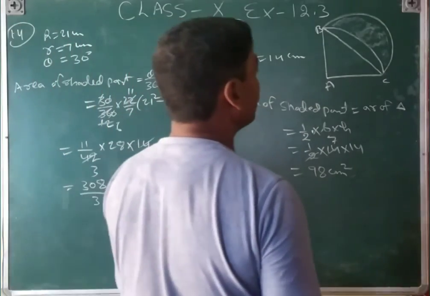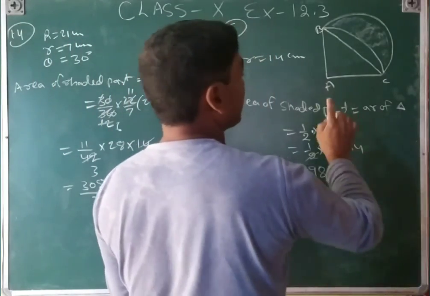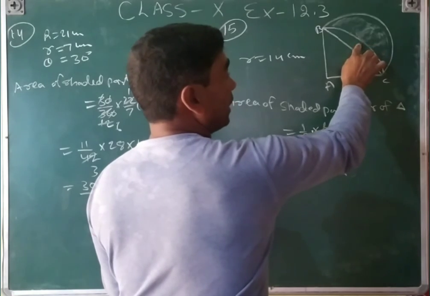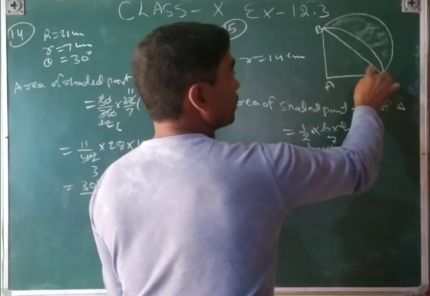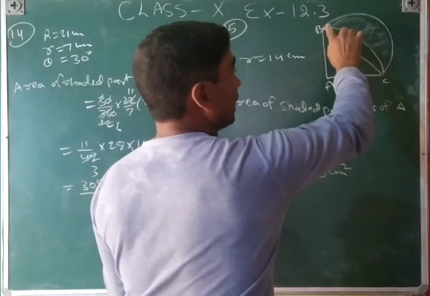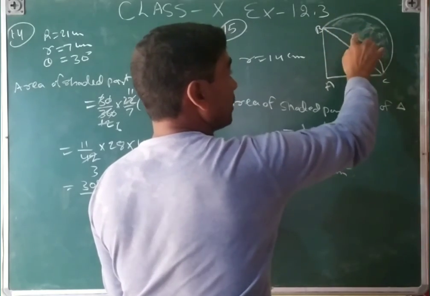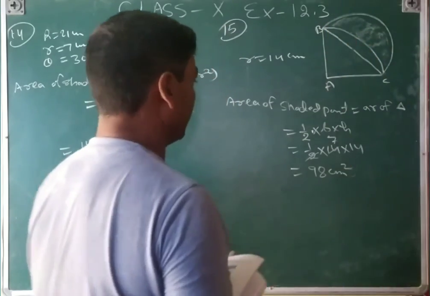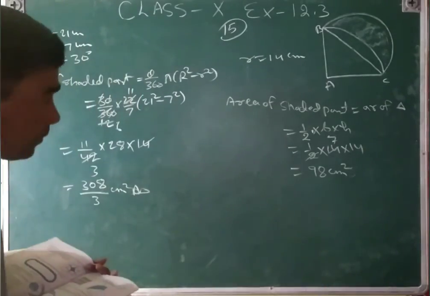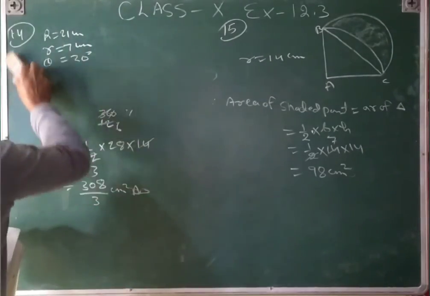Or if you want to solve by the long method, then first of all you will find the area of the segment, and then you will find the radius of the semicircle, and then the area of the semicircle minus the area of that segment. And then question number 16.